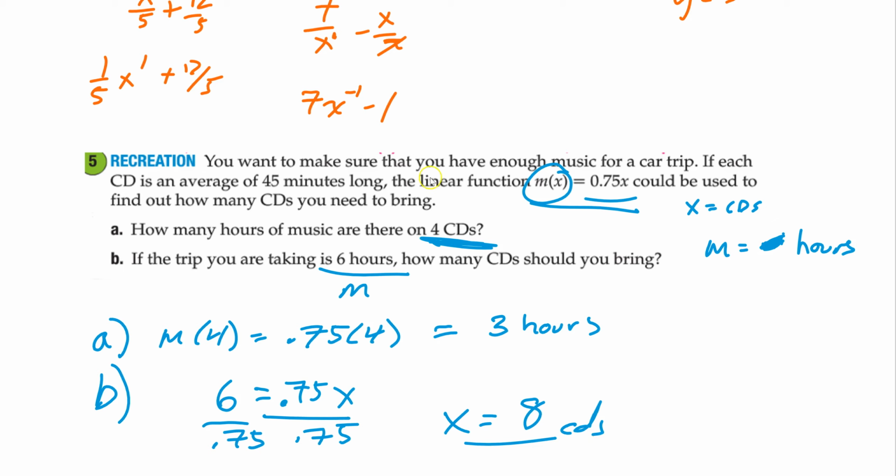So let's look real quick at understanding that if I give you an equation, you have to understand what the 2 variables are. In this case, x is CDs, m is hours. So when they give us CDs, you plug it in for the x. When they give you hours, you plug it in for the m.